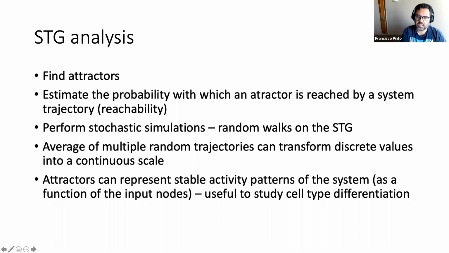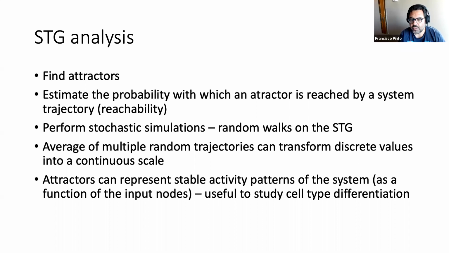And then you can perform multiple of these stochastic simulations during time, and then follow through time, considering different possible time steps for each transition. And if you average those multiple stochastic simulations, you can transform that discrete value simulation into a continuous scale that will give you, if all the nodes are Boolean, at each time point what's the probability that that node is active.